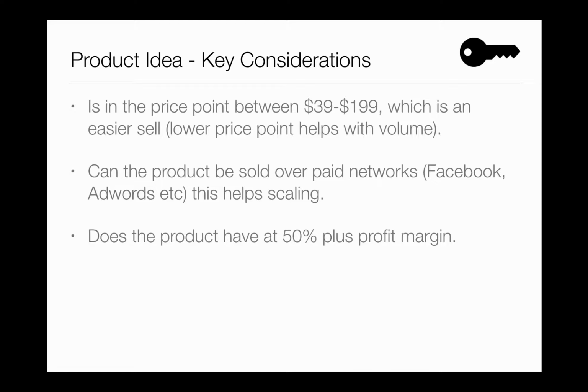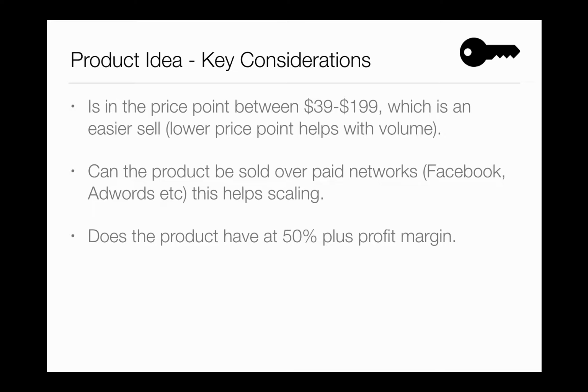Okay, so first off, how do you come up with a product idea, and what are some key considerations you need to take into account? First off, there's a magical price point really between the $39 and $199 mark that sets a nice threshold for someone to pull out that credit card or enter their credit card details. Anything over $200, the sell has to be a little bit longer, the sales funnel is a little bit longer, and there is a little bit more value you need to add. So generally aim for something that you can sell between $39 and $199.